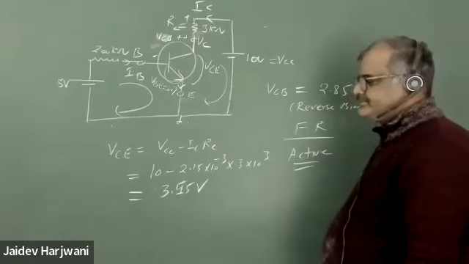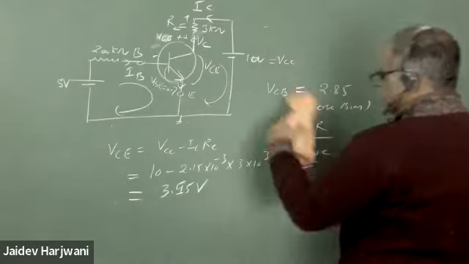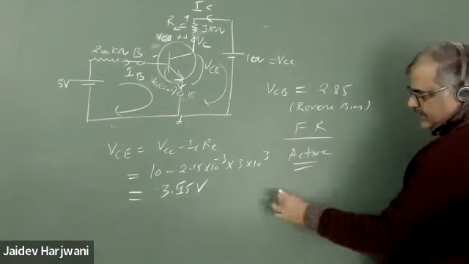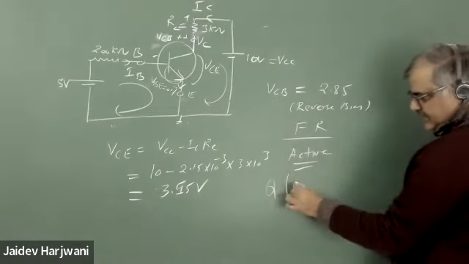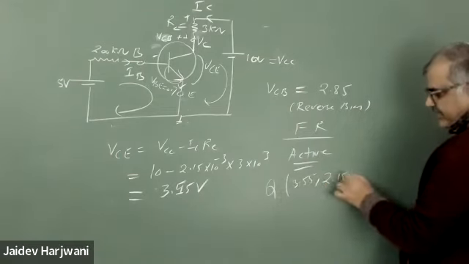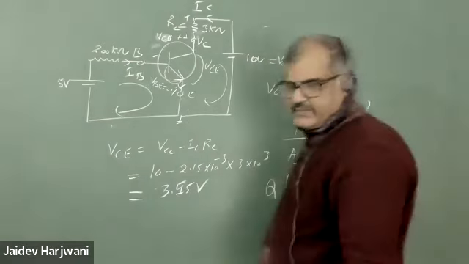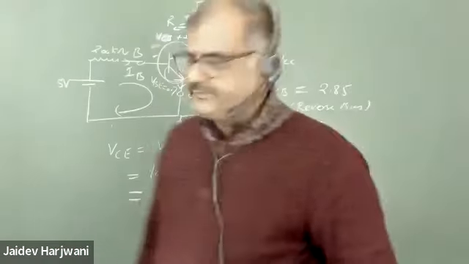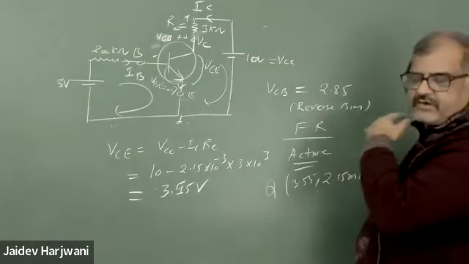Coming? Yes, sir. Okay. So now you know my operation region is the active region, and my operating point is VCE 3.55 and IC 2.15 milliampere. This is my operating point. Up to this, is it clear or not?